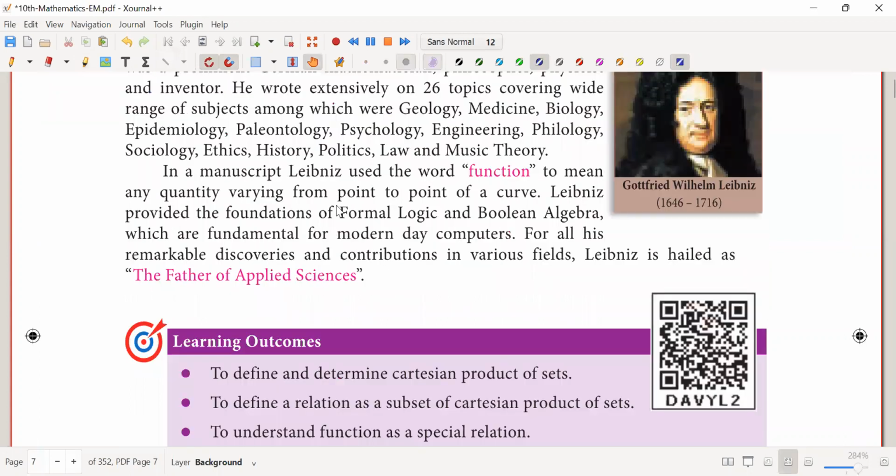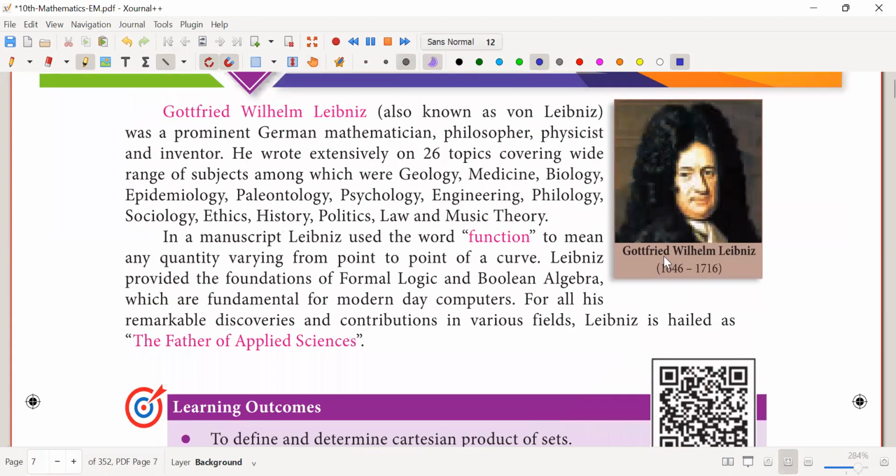Now think about this. See this person, Godfrey Willem Leslie. His work is around 26 topics. Around 26 topics he has completed. Not only in mathematics, but in geology, medicine, biology, epidemiology.